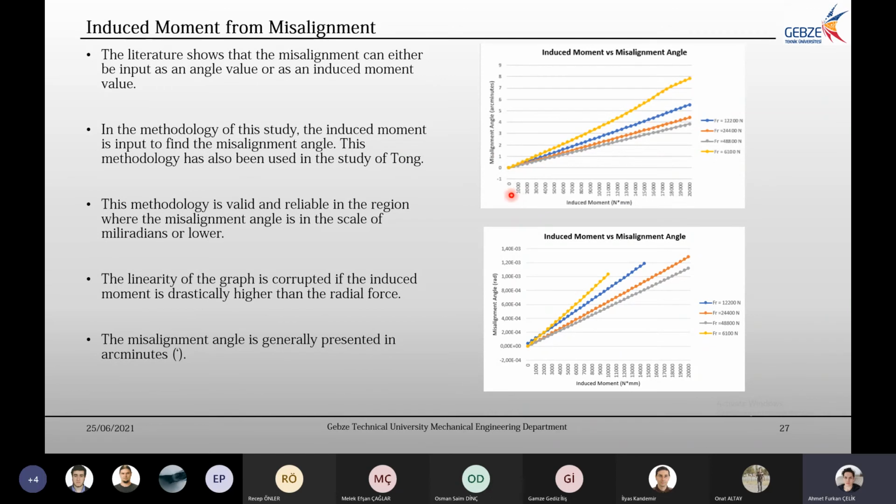And here is my input moments at different radial loads, and the misalignment angle, as you can see, climbs as the moment increases and the radial load decreases. So at lower radial loads, moments affect the misalignment angle faster. So it climbs faster, as you can see.